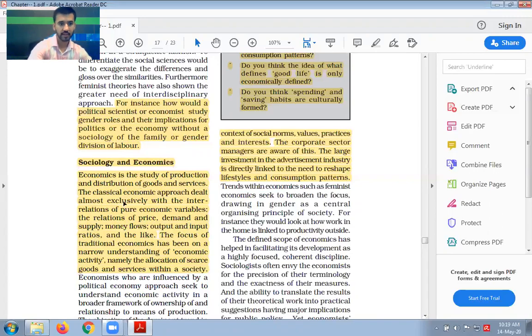So what is written here? Economics is the study of production and distribution of goods and services. I've already told you this, right? The classical economic approach dealt almost exclusively with the interrelationship of pure economic variables, the relationships of price, demand, supply, money flow. I told you, supply of money, output, input ratios, and the like. The focus of traditional economics has been on the narrow understanding of economic activity, namely the allocation of scarce resources of goods and services within society.